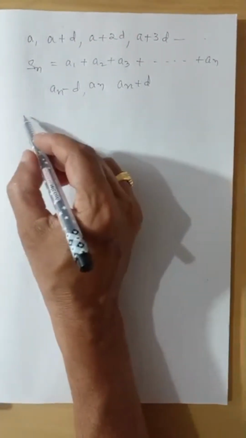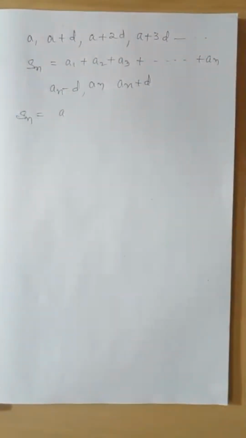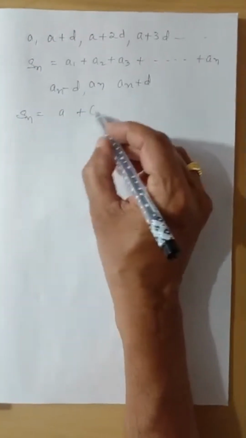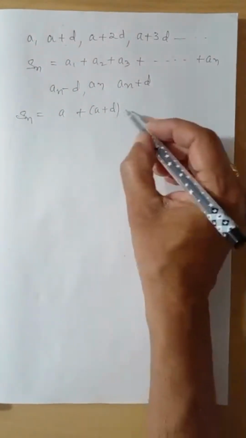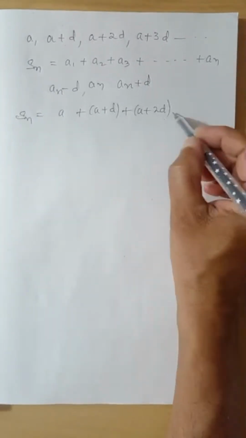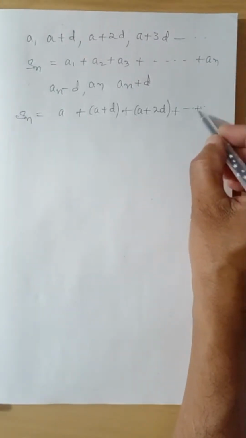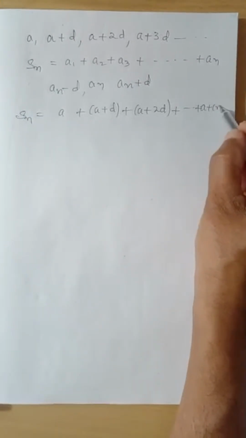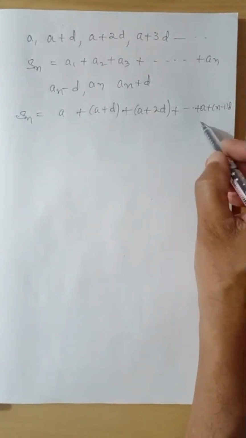Now Sn is equal to what? a means the first term, a only. The second term is a plus d. The third term is a plus 2d, plus dot dot dot, plus the nth term, a plus n minus 1 into d. Take this as equation 1.